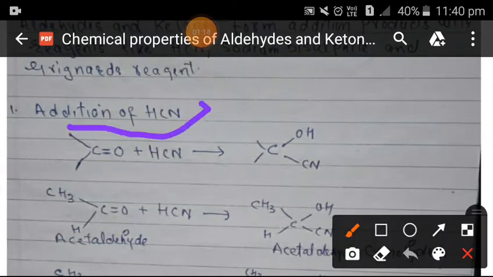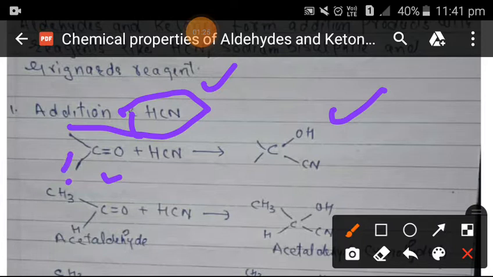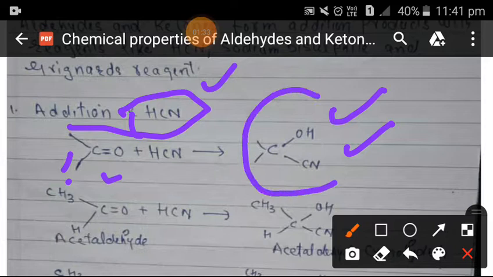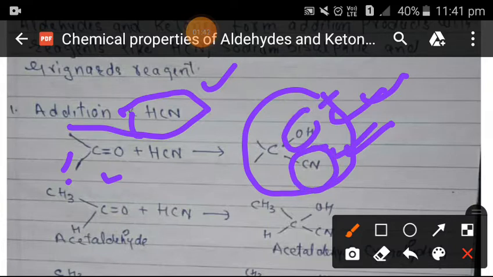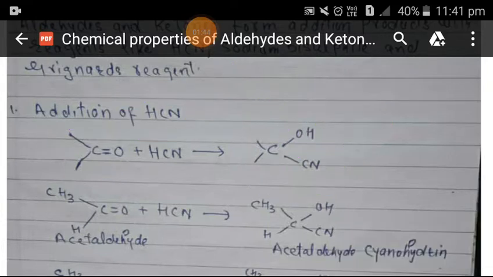Addition of hydrogen cyanide. When this reagent is added to this ketone, the formation of cyanohydrin takes place. It is any carbonyl group of the aldehydes or ketones. The product formed is the addition product, cyanohydrin. Why is it called cyanohydrin? Because there is one cyanide and one hydroxyl group present on this carbon atom. That's why it is called a cyanohydrin.